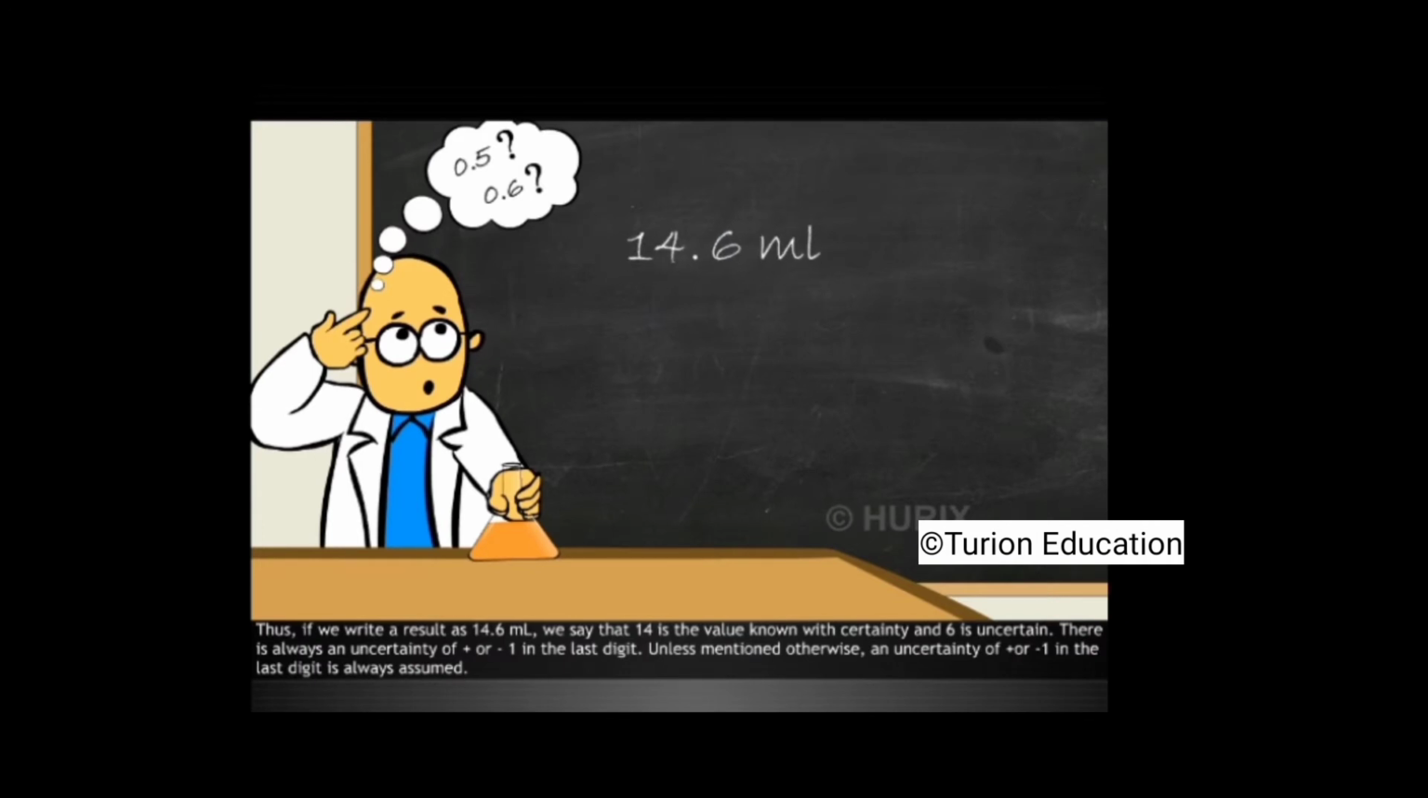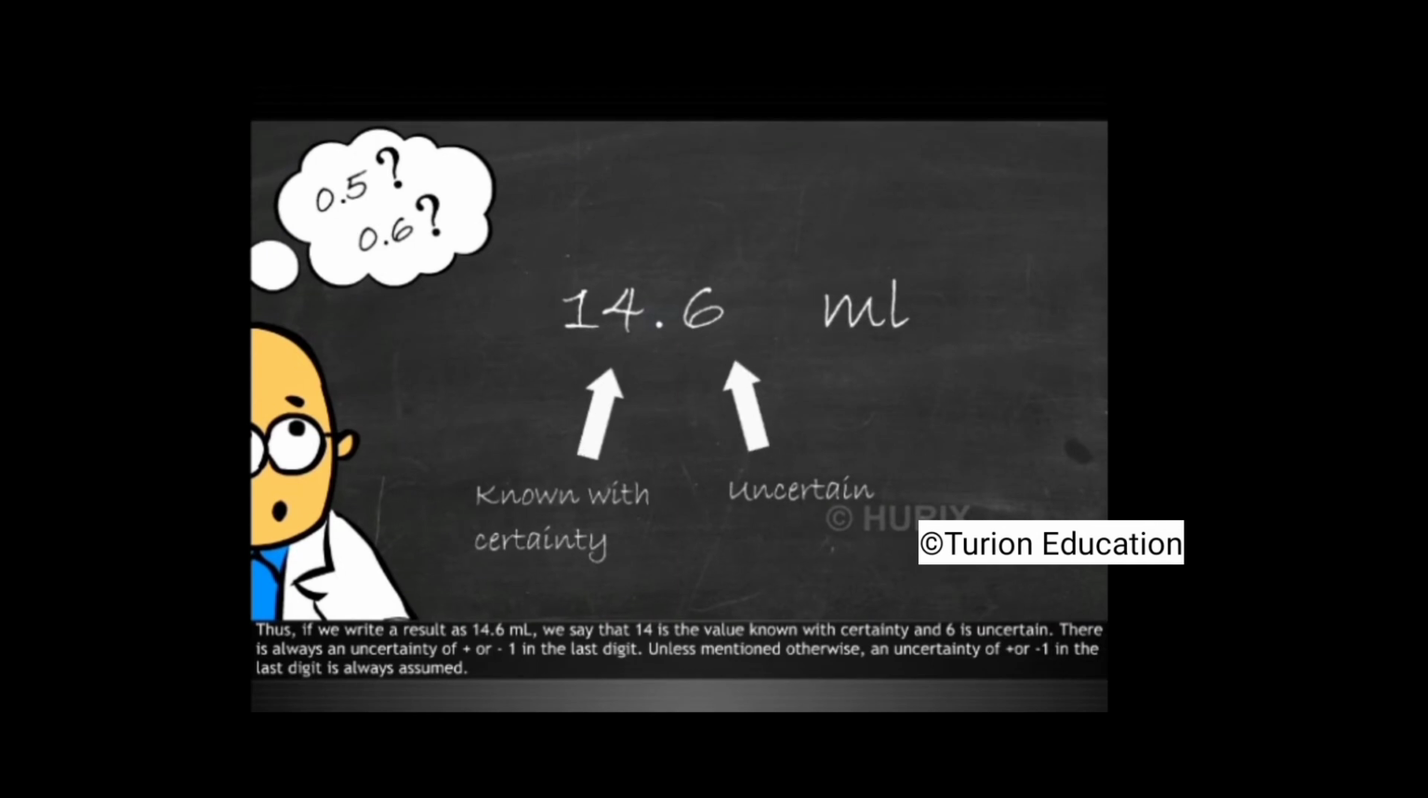Thus, if we write a result as 14.6 milliliters, we say that 14 is the value known with certainty and 6 is uncertain. There is always an uncertainty of plus or minus 1 in the last digit. Unless mentioned otherwise, an uncertainty of plus or minus 1 in the last digit is always assumed. The following rules are used to determine the number of significant digits in a recorded measurement. Digits other than 0 are always significant. 973 has 3 significant digits. 7.3 has 3 significant digits. 9.7 has 2 significant digits.